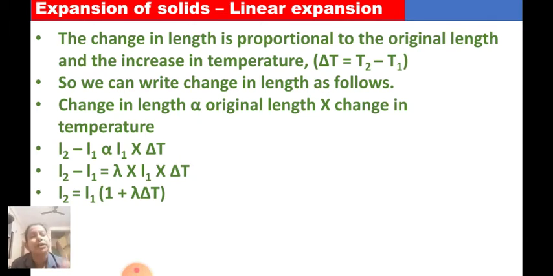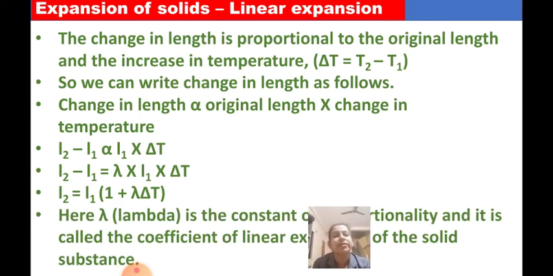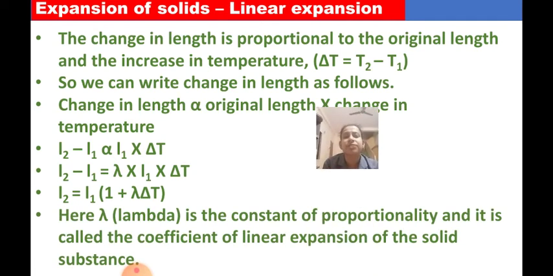Okay, so now what is lambda here? Lambda is the constant of proportionality, and it is called the coefficient of linear expansion of the solid substance. So you have to remember henceforth that lambda is the constant of proportionality and is also called the coefficient of linear expansion of the solid substance. So this is regarding the linear expansion of solids.